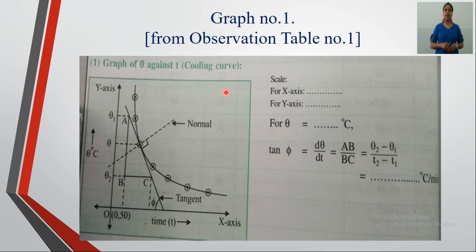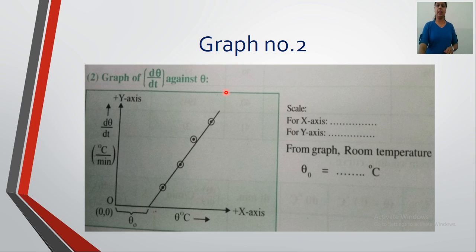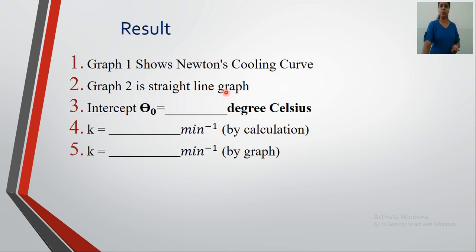From graph 1 we have considered 5 points. From these 5 points we have found this table. Then we have graph number 2 from observation number 2. Similarly, we draw graph number 3 from observation table number 2. So lastly we have seen the results of this experiment. So this is just about Newton's law of cooling.